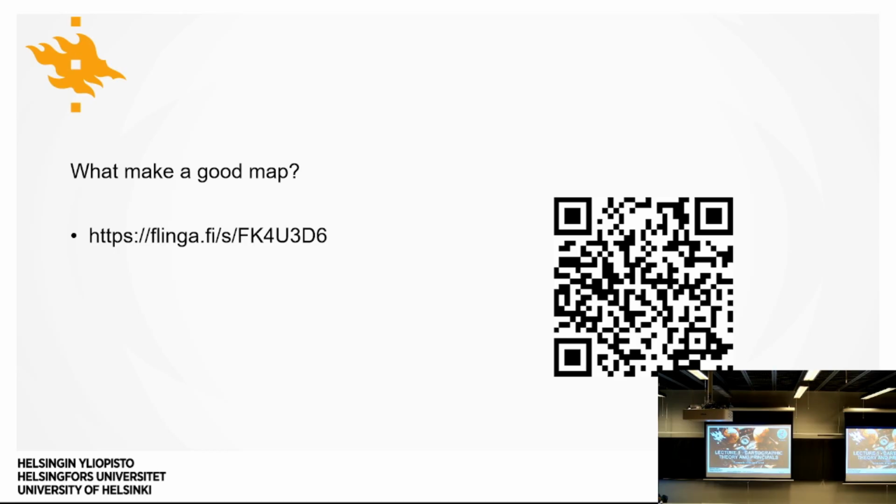Before we continue, let's have a bit of activity. Scan this with your phone or just type in the URL. It's an empty Flingo board. And what you need to do is to add sticky notes, as many as you want, and write what you think would make a good map. So it can be anything that you think would contribute to making a good map. So let's take a few minutes and add a few things there.